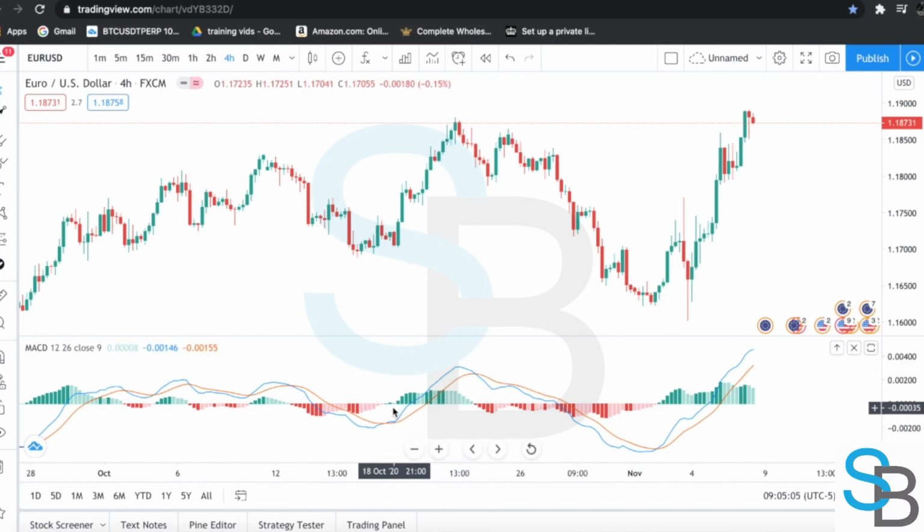So look at the histograms. The histograms were getting green. Strong green, strong green, strong green. This means that there is great buying activity over here. And when the histogram turns transparent, it means that the buying activity is gradually decreasing. Look at here. The histograms were getting transparent over here constantly. This means that the buying activity is gradually decreasing.